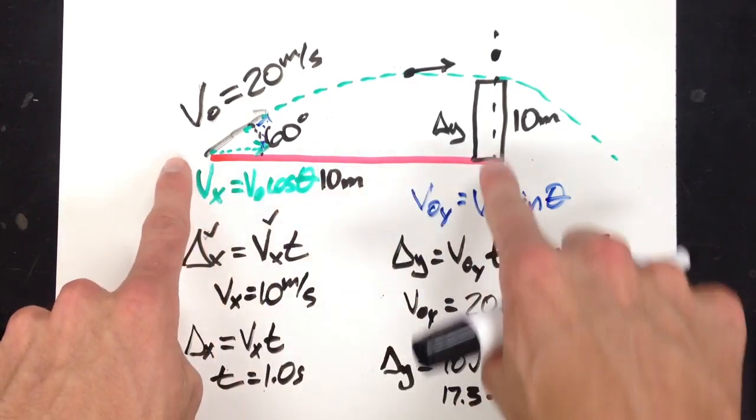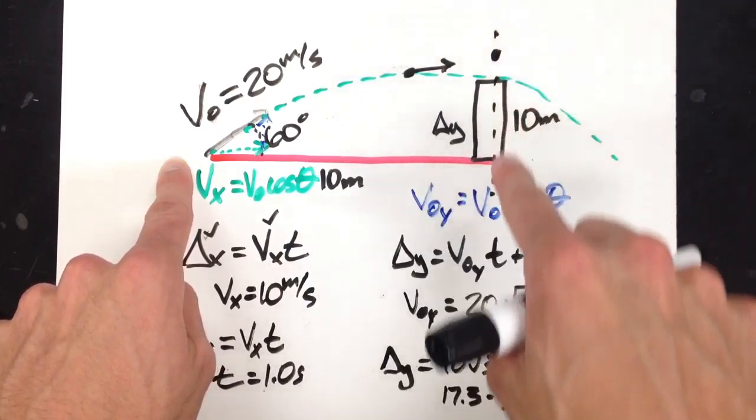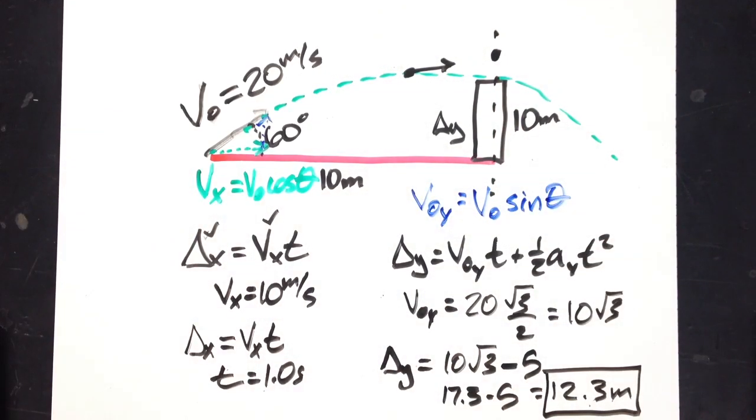Figure out how much time it takes to get to the wall. Then figure out where it's going to be, its delta y. Then you can see if it clears the wall.